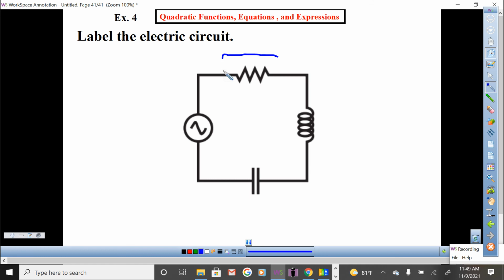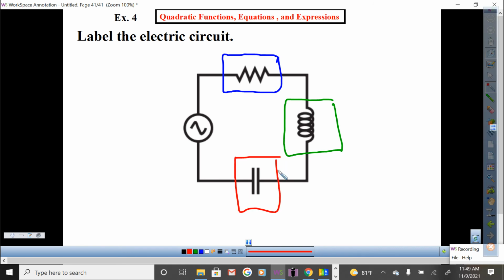Label the name for this one, for this one, and for this one. So, name for this one is resistor. That is correct. How about for this one down here? Capacitor. Yeah, because it stops the energy from returning back the opposite direction. How about this one? Inductor. Fairly simple? Okay?